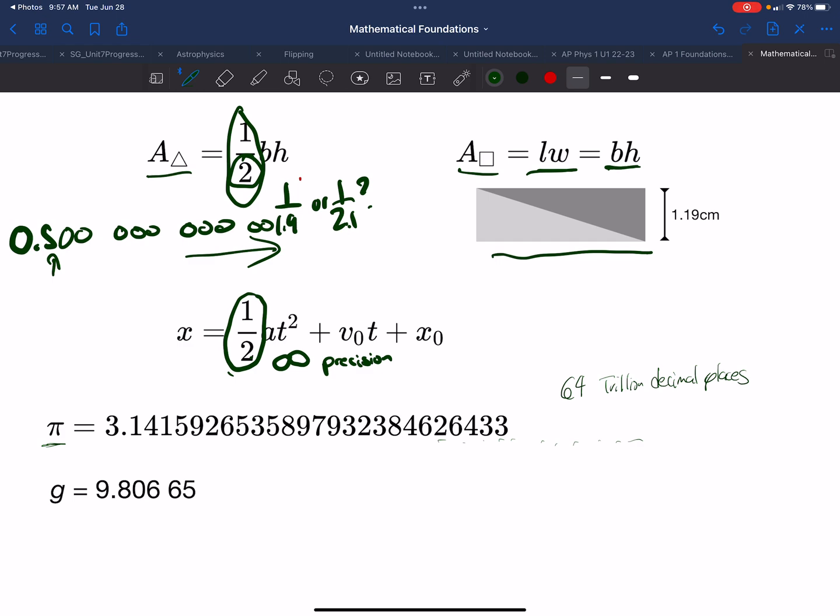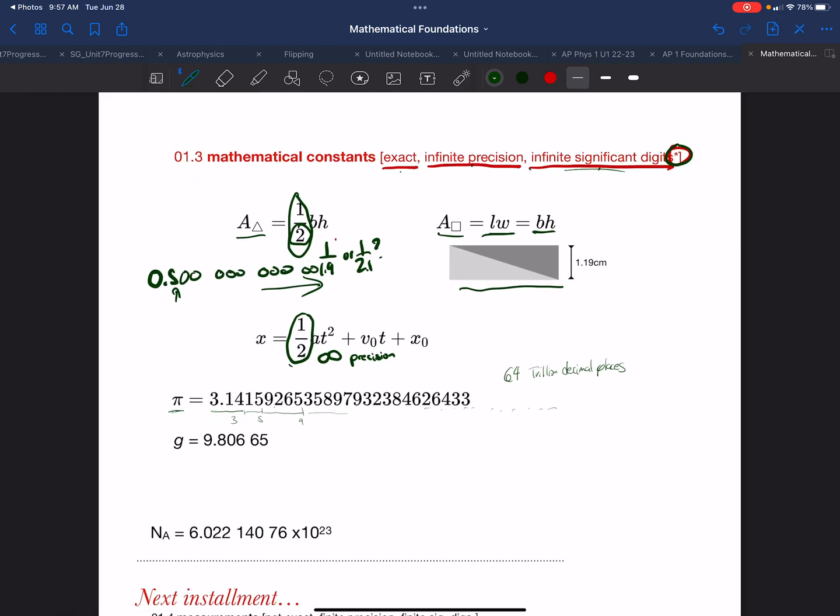However, because of the nature of this number, we use an approximation, a certain number of digits. If we use this many, it's 3. If we use this many, it's 5. If we use this many, it's 9, and so on and so forth. So this mathematical constant is exact. It does and can be known to infinite precision, and it can have an infinite number of significant digits. However, we will choose the number of significant digits to use.